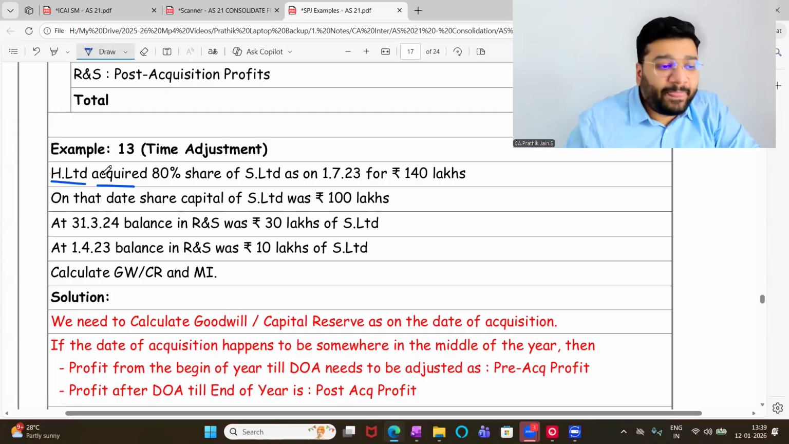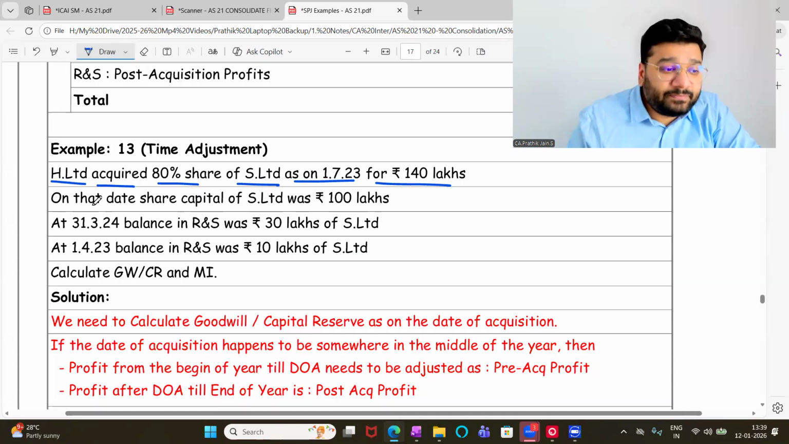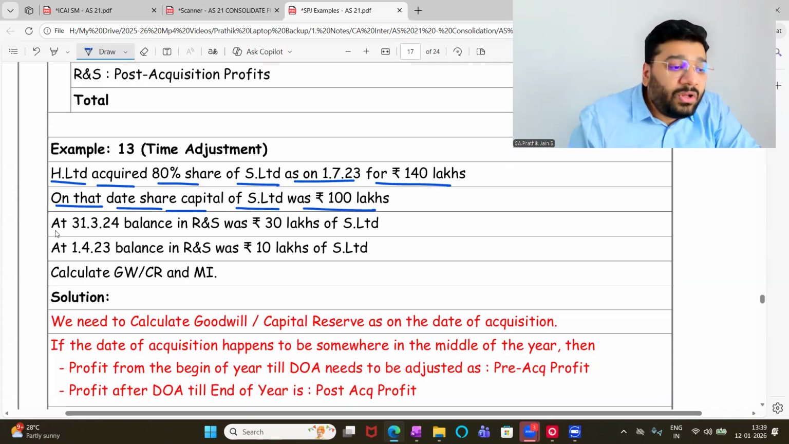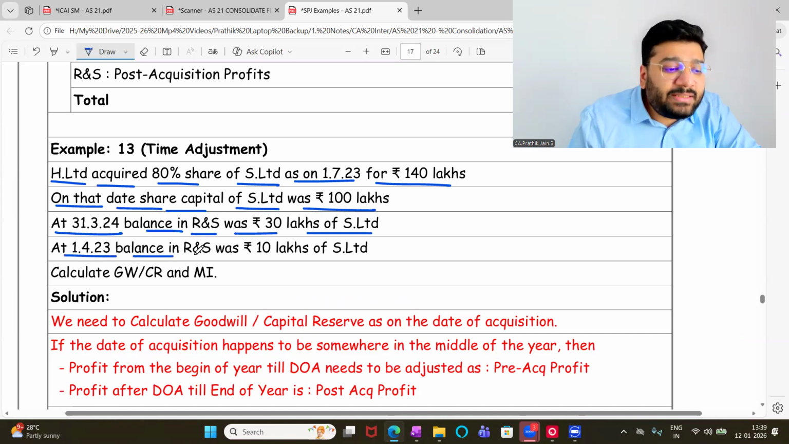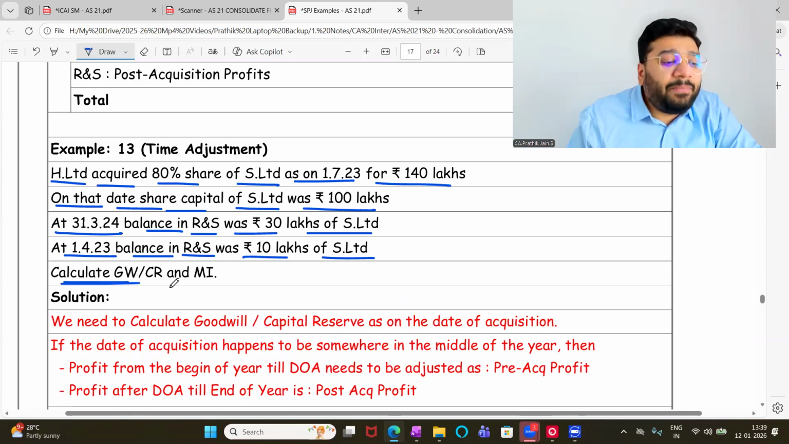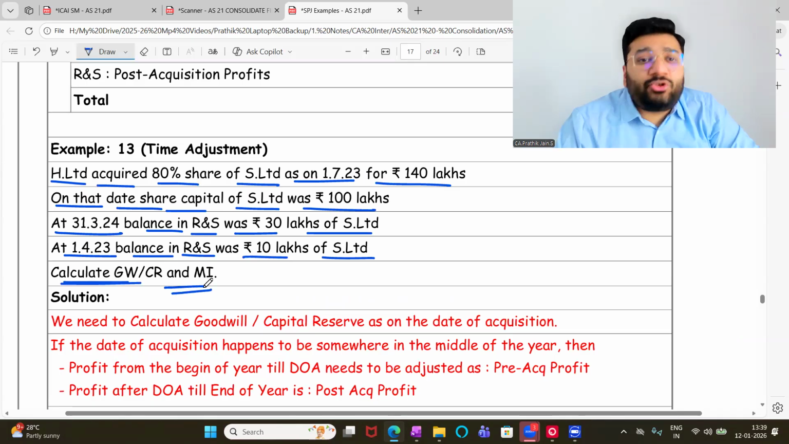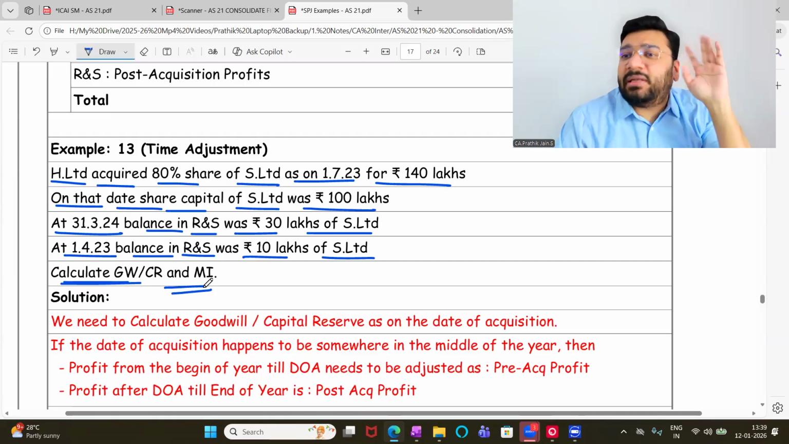Here it is acquiring. H Limited acquired 80% shares of S Limited on 1/7/23 for 140 lakhs, which is 1 crore 40 lakhs. On date of acquisition, share capital of S Limited was 100 lakhs. On 31/3/24, balance in reserve and surplus was 30 lakh in books of S Limited. On 1/4/23, balance in reserve and surplus was 10 lakh. Calculate goodwill, capital reserve, and minority interest. I can't calculate these without doing AOP. So AOP, goodwill, capital reserve, minority interest, all three we have to calculate.